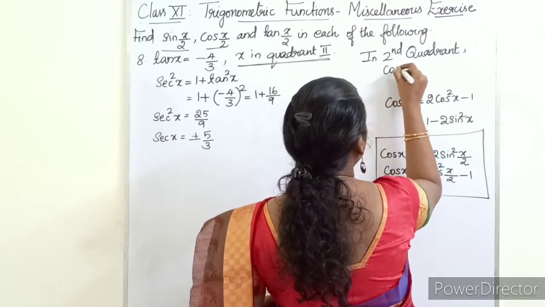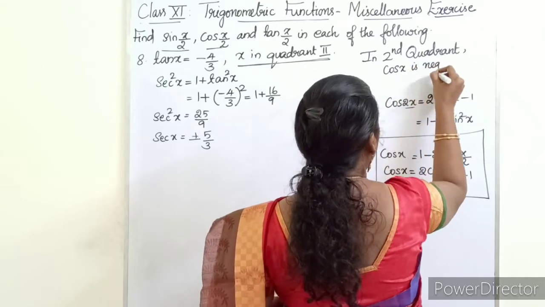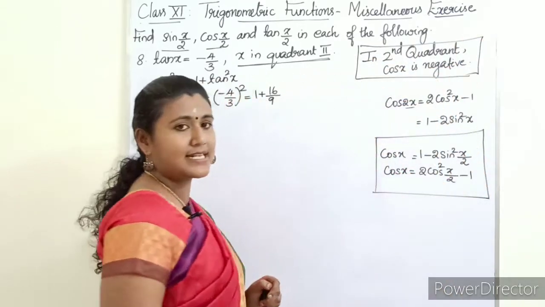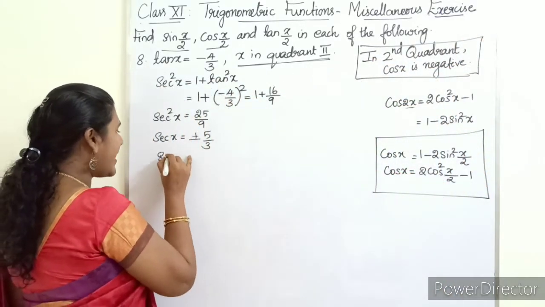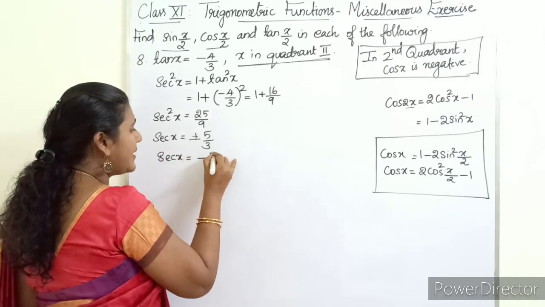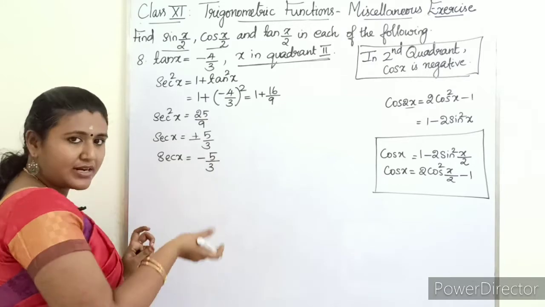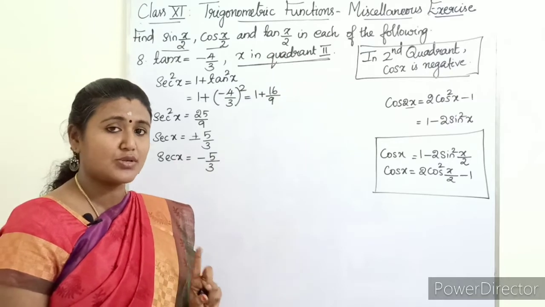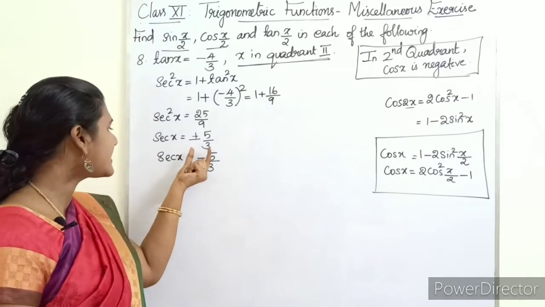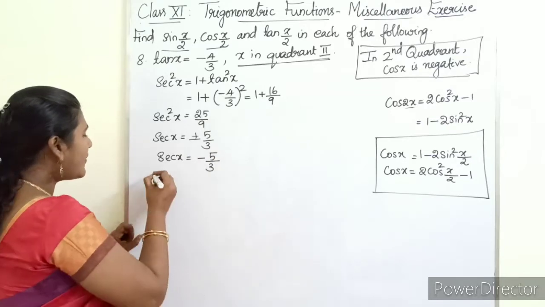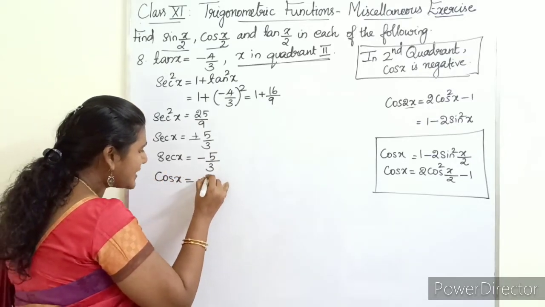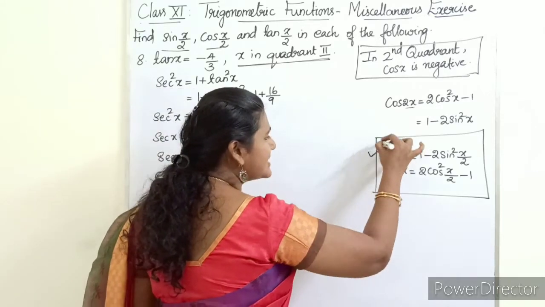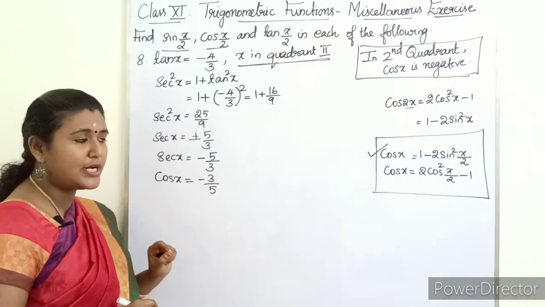So we can say that cos x is negative in the second quadrant. Sec is the reciprocal of cos, so here we will take the sec x value as minus 5 by 3. For finding out whether it is a plus or minus value, they have given which quadrant the angle is in. That condition is also given in the question. So we got sec x is equal to minus 5 by 3. From this we can find cos x. So cos x is equal to minus 3 by 5. Now we are going to use the first formula for finding the sin x by 2 value.